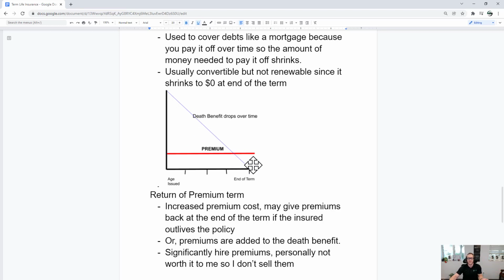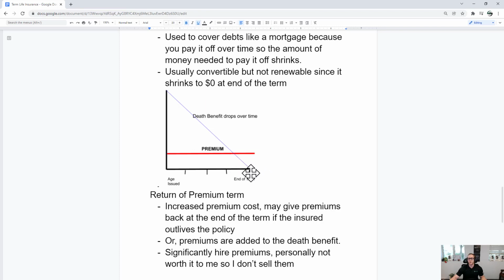So you would use this to pay for something like a mortgage, because you actually have a smaller premium, right? Because the death benefit is going to be decreasing over time, so it averages out for that premium in that term to be lower than if the death benefit was all the way up here throughout the whole time of the term. So it's usually convertible, meaning you can usually convert it to a whole life policy, but it's usually not renewable because it shrinks to zero at the end of the term.